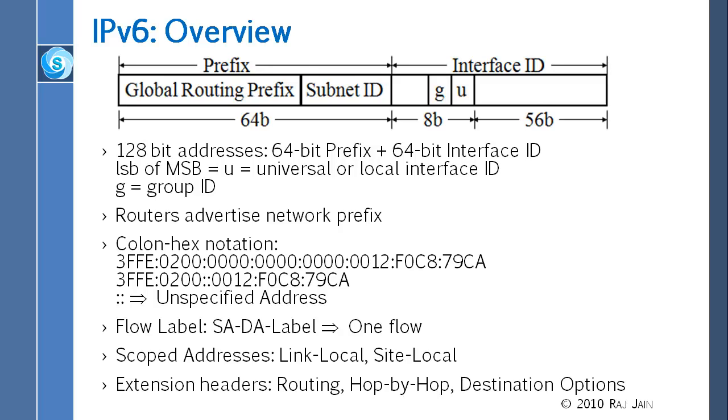And then U is the universal or local. So in Ethernet addresses, the second bit indicates whether this is an address which was assigned by IEEE, which is universal, or it is assigned by the organization owning it. You can assign a local address, so that is the non-universal address. Those are the same 2 bits here. So 48 bits will fit, and then 16 bits afterwards would be selected somehow randomly.